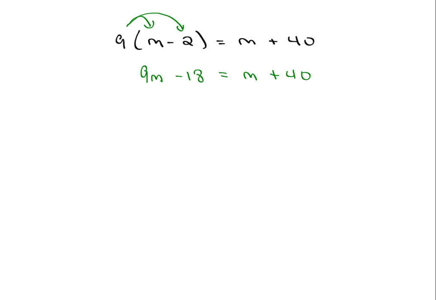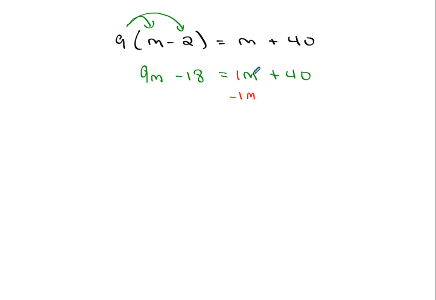Can I simplify the left-hand side? 9m minus 18. No like terms there. Right-hand side, m plus 40. No like terms there. Once I'm simplified to the fullest, now start moving variables over. I'm going to keep my 9m on the left-hand side, and I'm going to bring over this 1m, this positive 1m. How do I get rid of positive 1m?